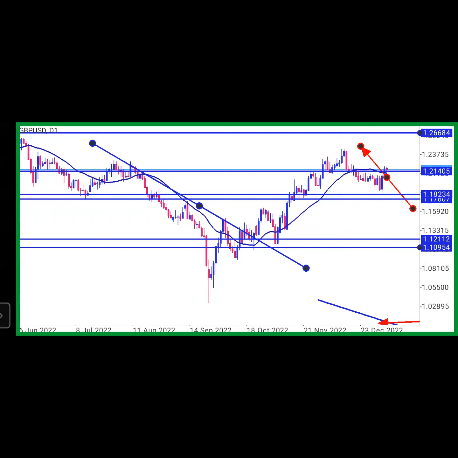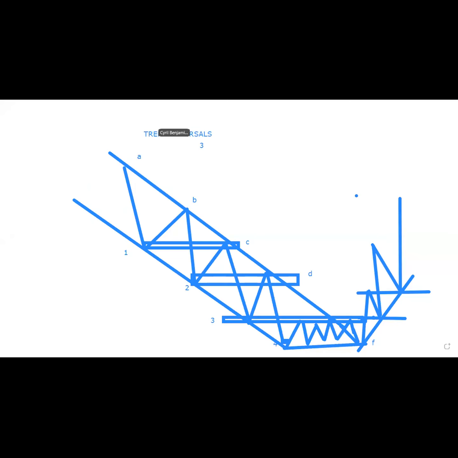If it's very clear, put a 7 on the chat box. Put a 7 on the chat box if it's very clear. Good.